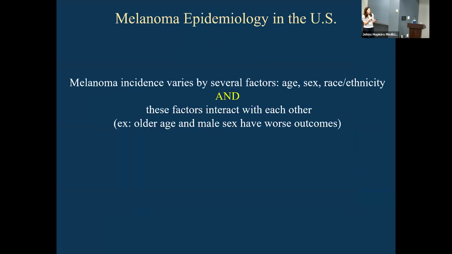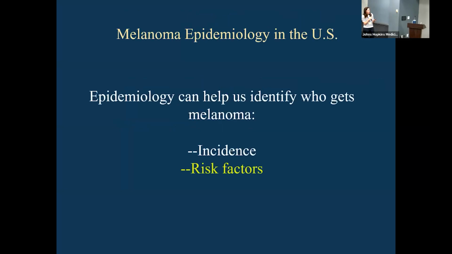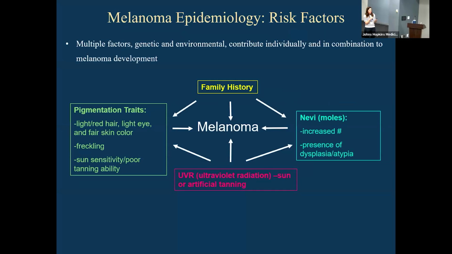And we see that melanoma incidence is not just one factor at a time, but really all these factors interact with each other. So for example, being older and male can lead to worse outcomes. So there are interactions between these factors. We can also use epidemiology to help us identify what the risk factors are for melanoma. So we can tease apart melanoma risk factors, and it can help us identify who needs to see us.